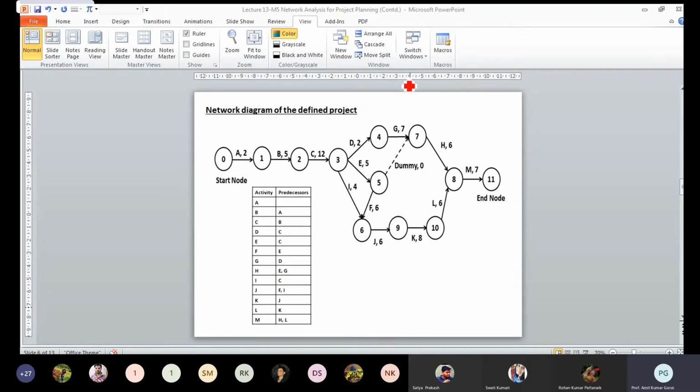But from a different node, you can draw the path here, and that can be done. But here I have shown an additional dummy path. You can see this is a 0. This is because if you correlate with this, that means E is the predecessor of job F only.